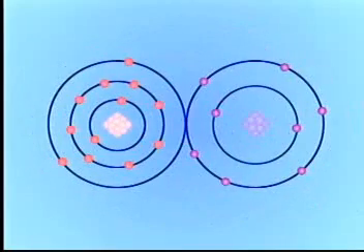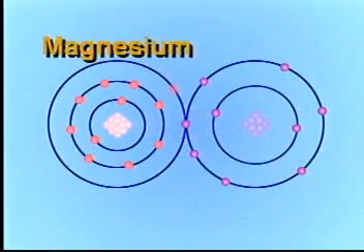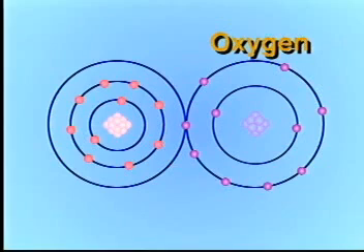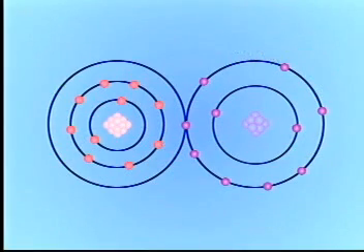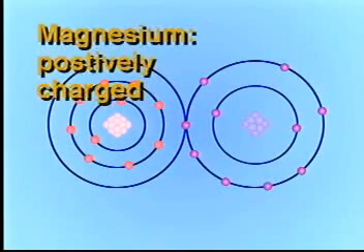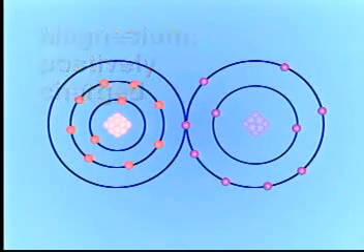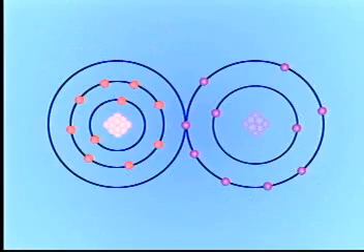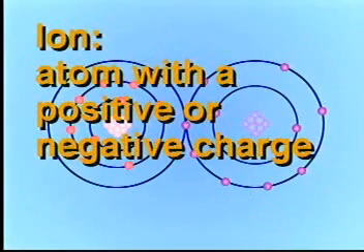These atoms form an ionic bond when the magnesium donated its 2 electrons to the oxygen, so that oxygen's outer energy level became filled with 8 electrons. When the magnesium donated the electrons, it became positively charged. When the oxygen gained the electrons, it became negatively charged. Atoms with a positive or negative charge are called ions.